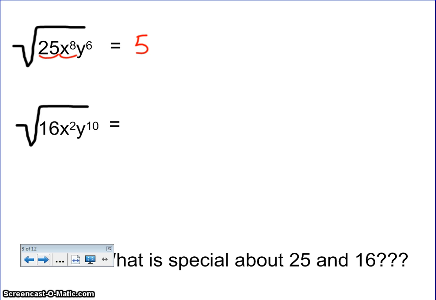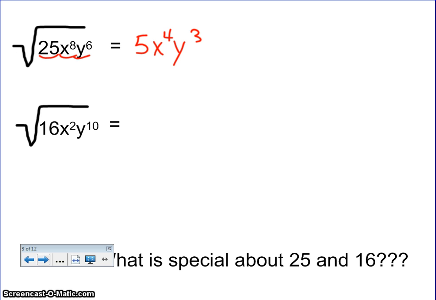The square root of x to the 8th. You always have to have an even exponent. You take half of it. Half of 8 is 4. So it's x to the 4th, and the square root of y to the 6th is y to the 3rd, because half of 6 is 3. If you multiplied this back out based on the rules we just learned, you would see that we get that. 5 times 5 is 25. X to the 4th times x to the 4th is x to the 8th, and so on.